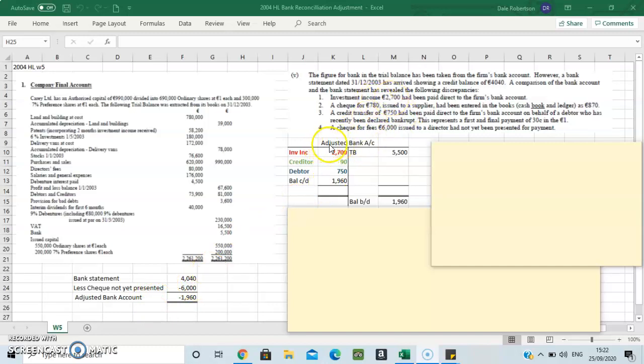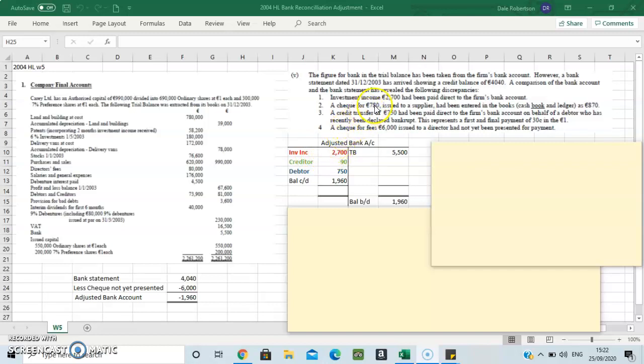First off, we need to do an adjusted bank account where we're going to type in an opening trial balance number of 5,500. That is the opening position. We think we have an overdraft of 5,500. However, we were unaware that investment income of 2,700 has been paid directly into the firm's bank account. That's a happy circumstance for us because that is money in, so we put investment income of 2,700 on the debit side.